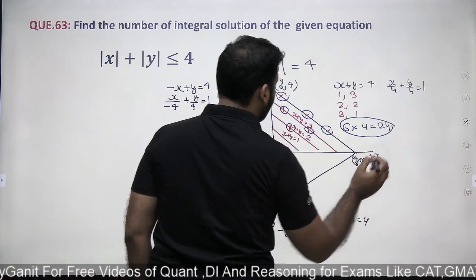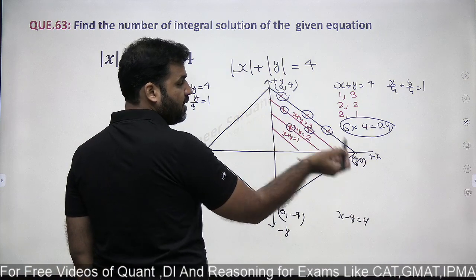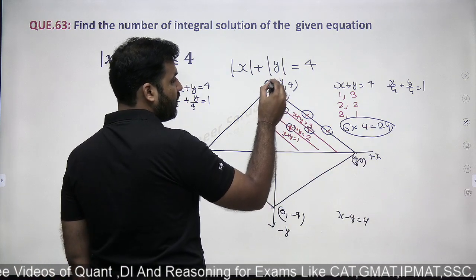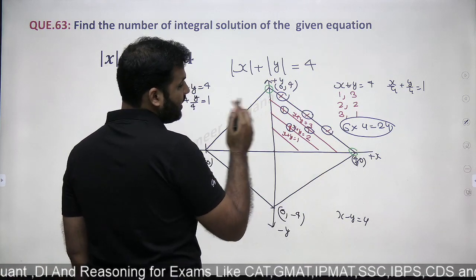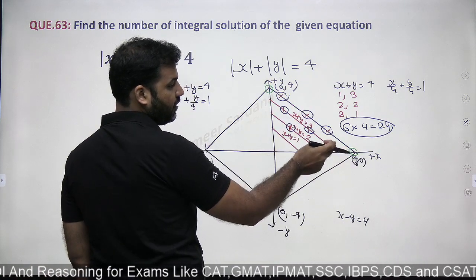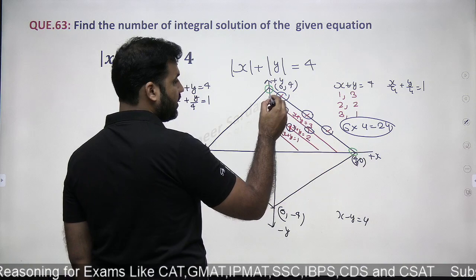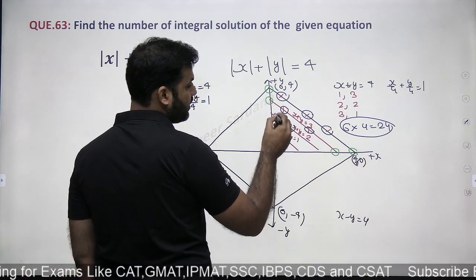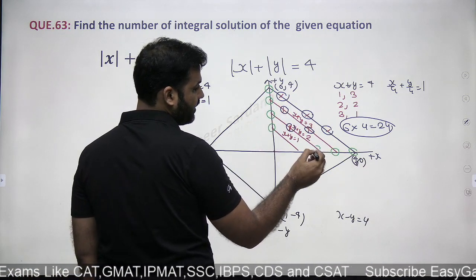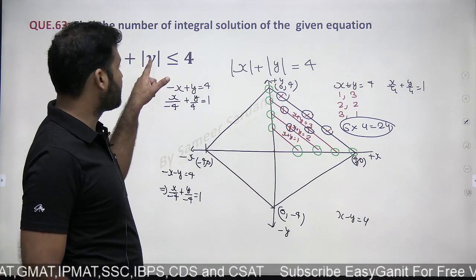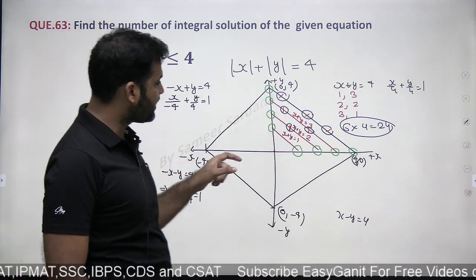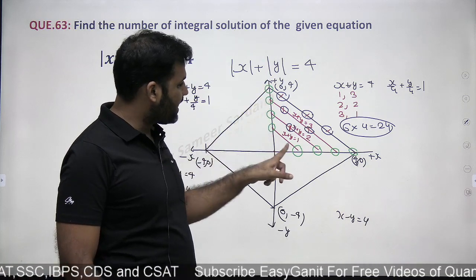You can see that there are solutions which will be on the extreme points of this line. 1 point here, 1 point here. So similarly, I need to count all these solutions also, right? Look at these green dots. These are also my solutions which satisfy mod x plus mod y less than or equal to 4. How many solutions are there? 4 on this line, 4 on this line.